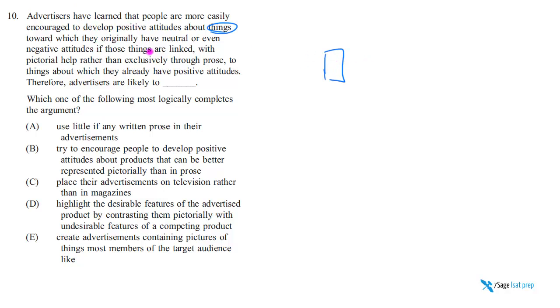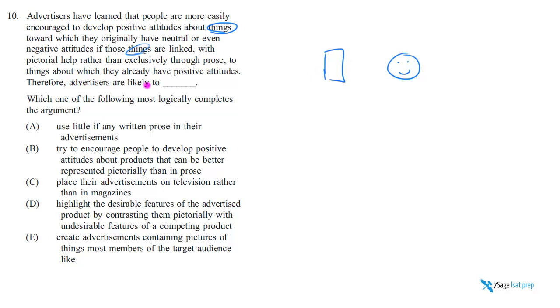And how do you do it? If those things, this paper, are linked pictorially rather than exclusively through prose, so with pictures as opposed to just words, to things which you already have positive attitudes about. Think about a picture that you already have a positive attitude about, like a smiley face. So whatever product you're trying to advertise, just slap a smiley face on it or put a smiley face next to it.